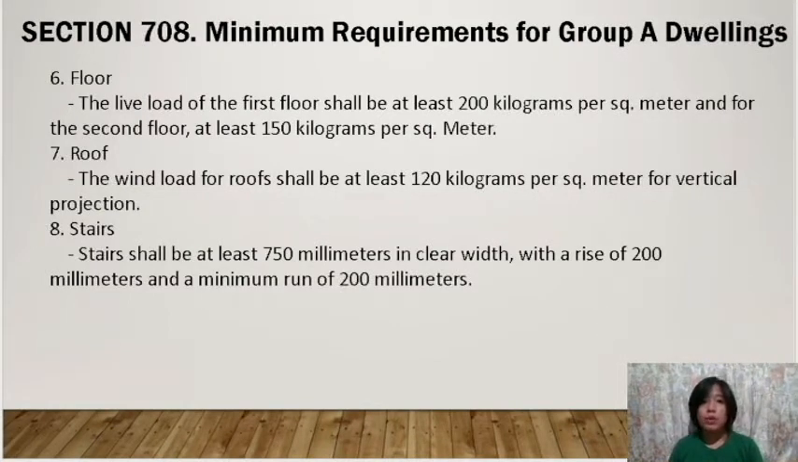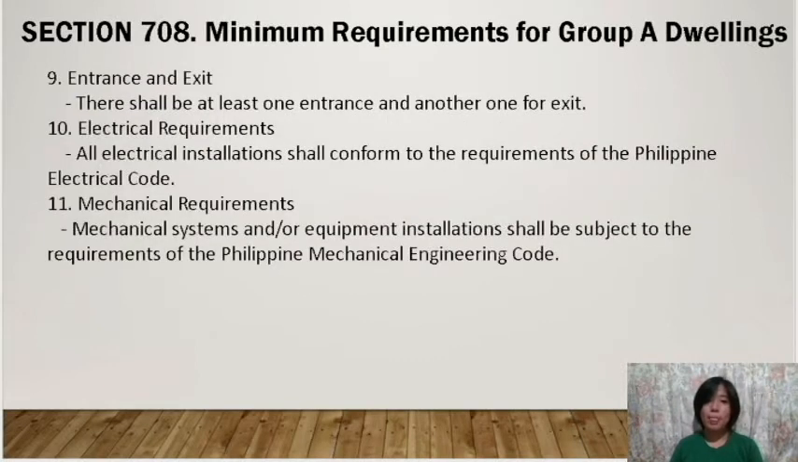The live load of the first floor shall be at least 200 kilograms per square meter, and for the second floor, at least 150 kilograms per square meter. Number 7, the wind load for roof shall be at least 120 kilograms per square meter for vertical projection. Number 8, stairs shall be at least 750 millimeters in clear width with a rise of 200 millimeters and a minimum run of 200 millimeters.